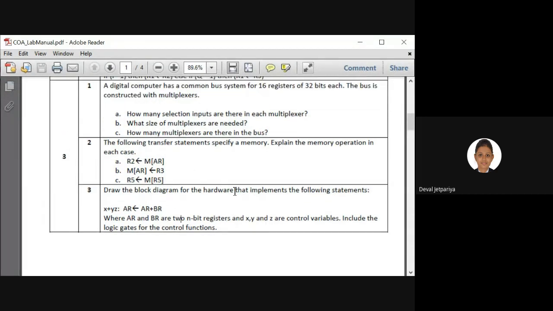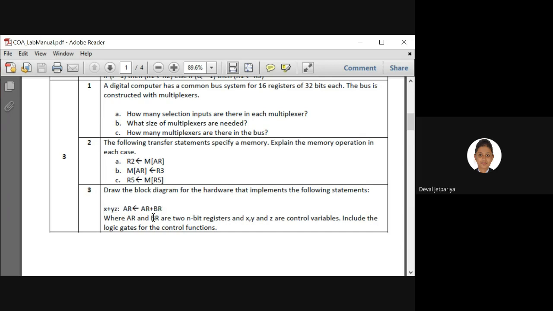Those who have completed it with us, you just need to write it down over here. So I'll write it down over here. Draw the block diagram for the hardware that implements the following statement. Here we need to draw the block diagram where we are able to visualize this term.